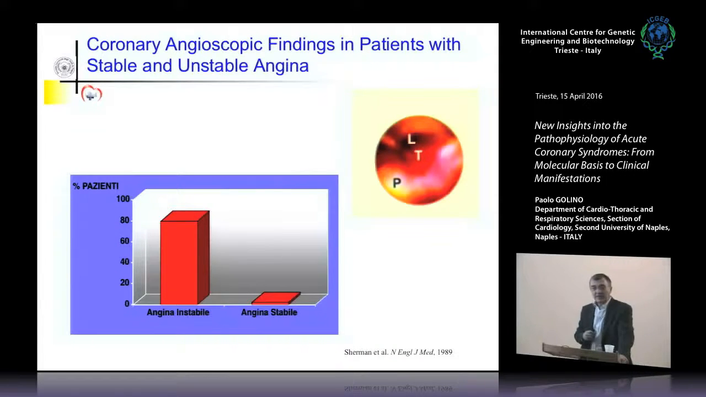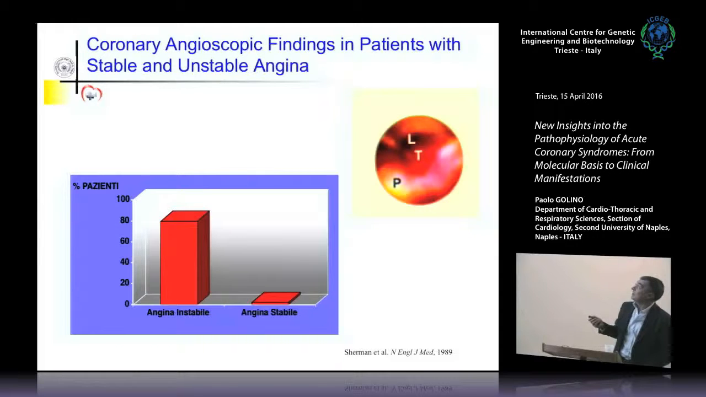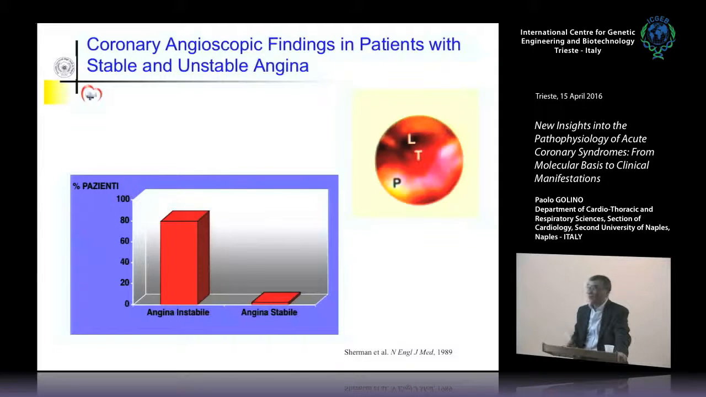Following that paper, many other groups of investigators followed this finding, and in this later paper published by the group of Sherman in Boston, they demonstrated, using a technique that is called coronary angioscopy, a small fiber optic angioscope that is inserted within the coronary arteries, unequivocally that in patients with unstable angina, there was a high prevalence of an intracoronary thrombus, here indicated with the T. This is the plaque, which is yellow, and that's the lumen of the coronary artery, which is almost completely occluded by the thrombus. This was seen in up to 80% of the patients with unstable angina, and almost 0% of patients with stable angina have this finding within the coronary circulation.